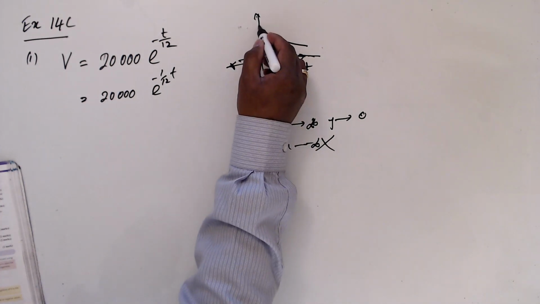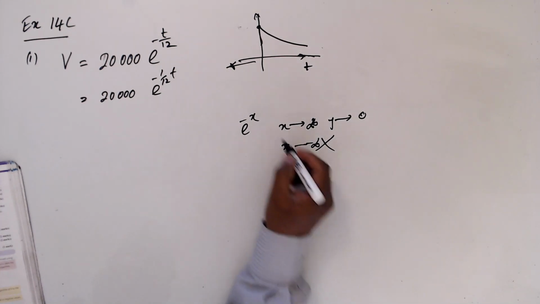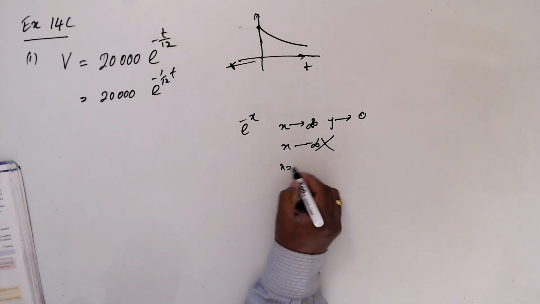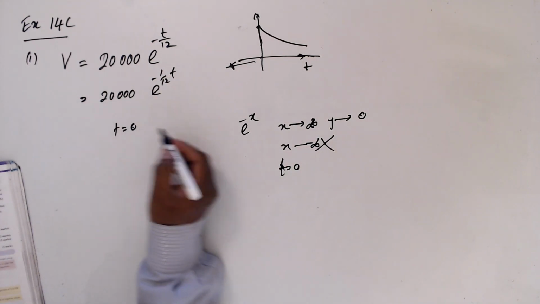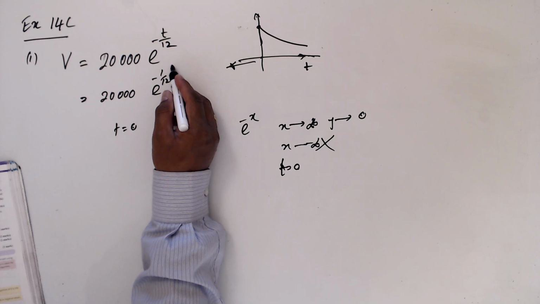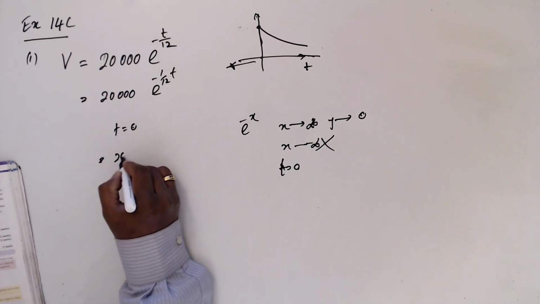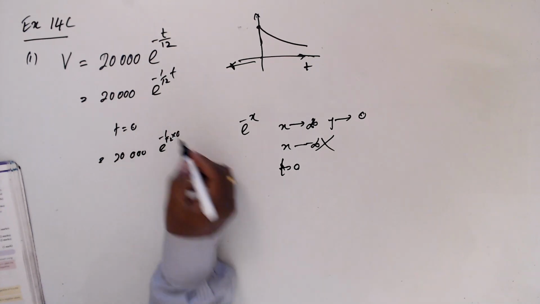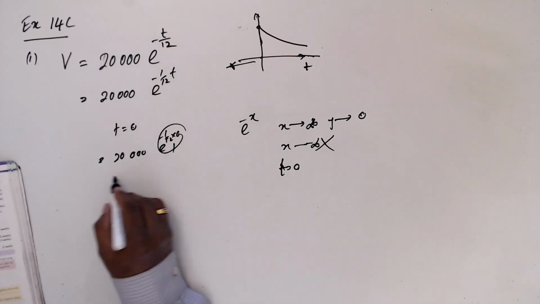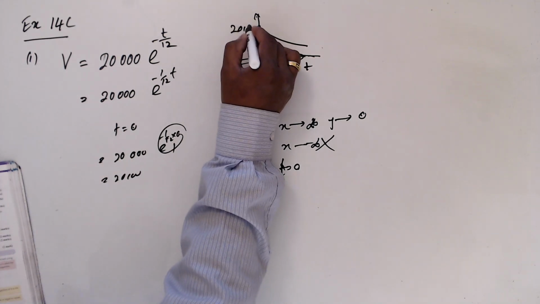So what is the maximum value of t then? Sorry, the maximum value of v you get when t equals 0. When t equals 0, what is this value? This becomes 20,000 times e to the 0 over 12, so this is going to be 1. It means 20,000. So the maximum value is 20,000.